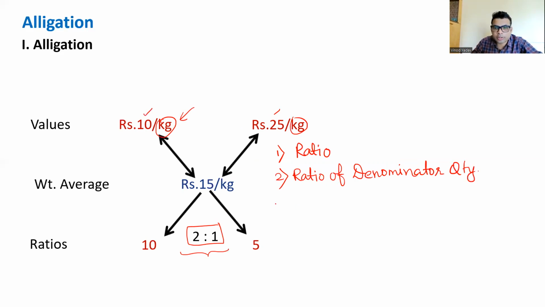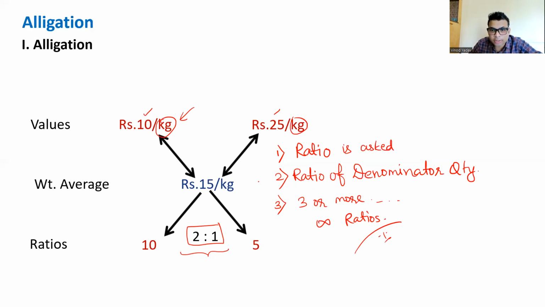Ratio of denominator quantity. Third, when you have 3 or more quantities, then you'll have infinite ratios, infinite possibilities of ratios. This we can explore in the questions. So know this much about allegation minimum. So when ratio is asked, then think of allegation, and the ratio which you get at the end is the ratio of the denominator quantity.